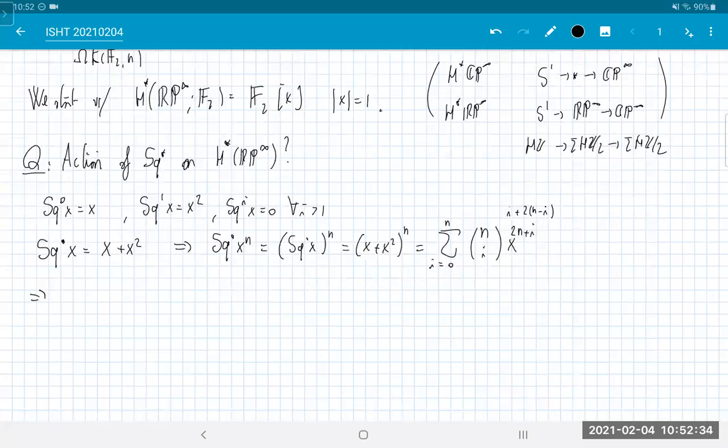So the upshot is square i of x to the n is the term in degree n plus i of these. So it's the coefficient of x to the n plus i, which, if I'm not mistaken, should be n choose i minus n. No, this cannot be right. I think I am making a sign mistake here. Do you need maybe 2n minus 1? Oh, no, that's the point. Sorry, I should do this, n plus i. Okay, great.